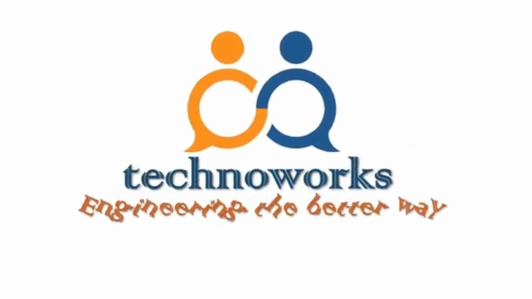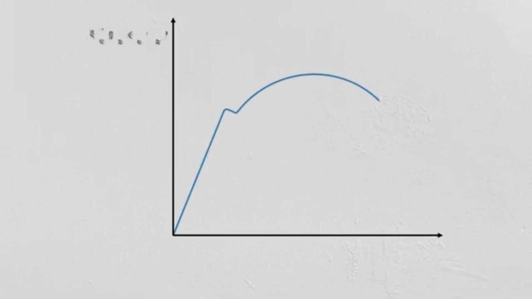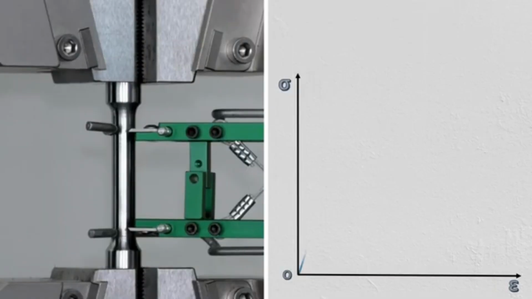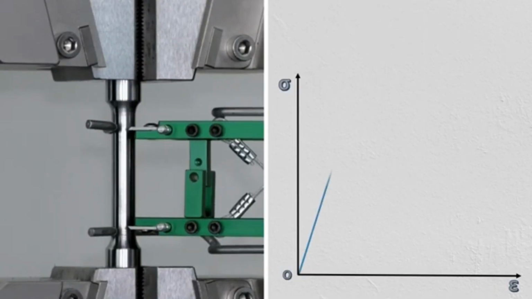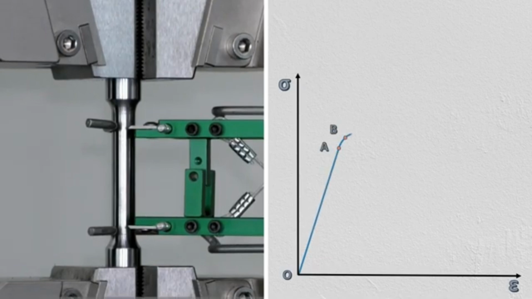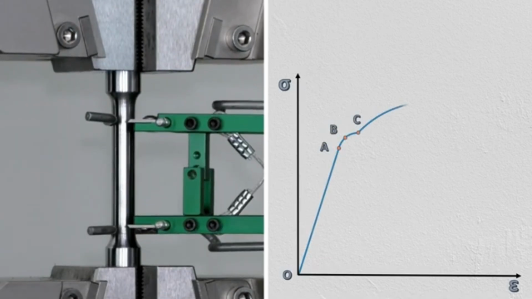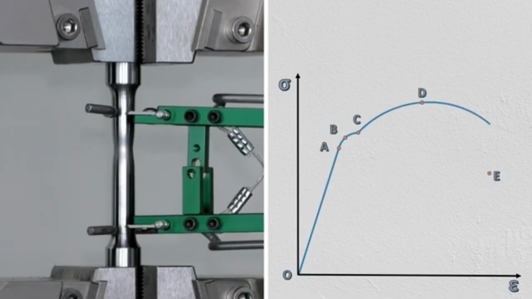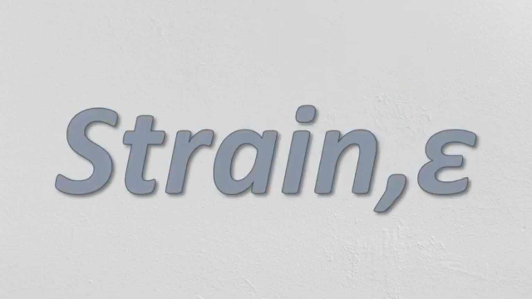Tech now works. Engineering the better way. Stress-strain curve is a stepping stone to understand properties of engineering materials. This curve is plotted for variety of engineering material during tensile test. In this video I will explain the stress and strain curve in very easy way. So, let's start with basic terms we have used in this curve, which are stress and strain.